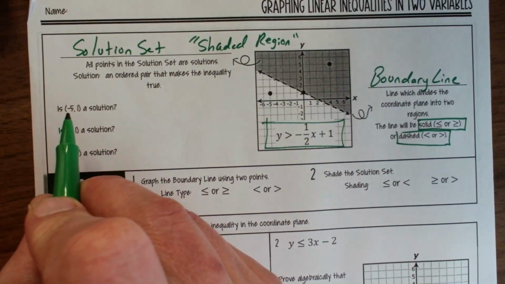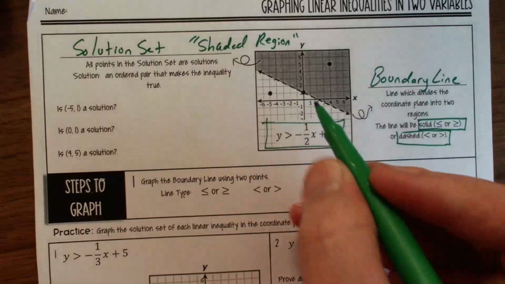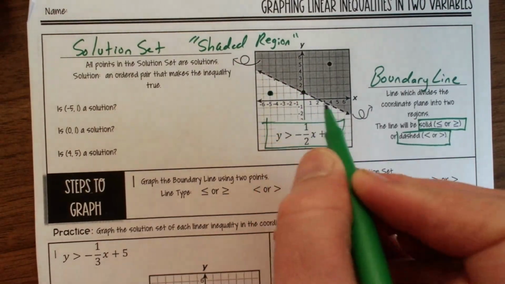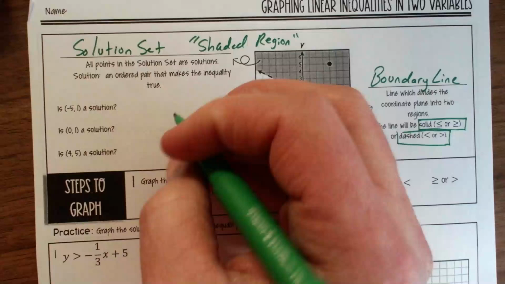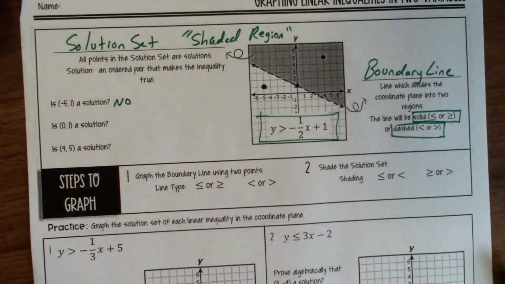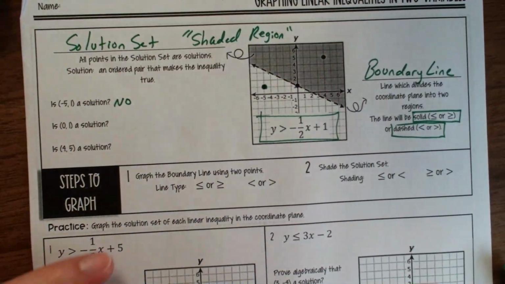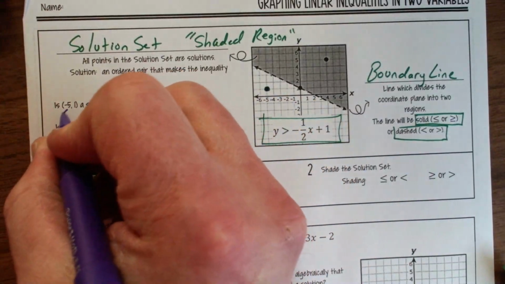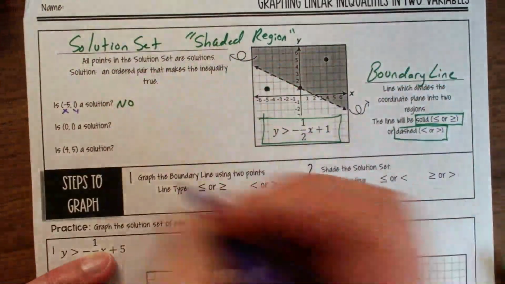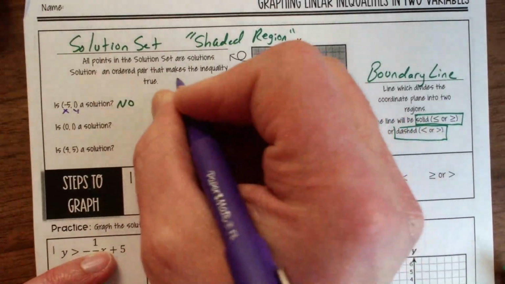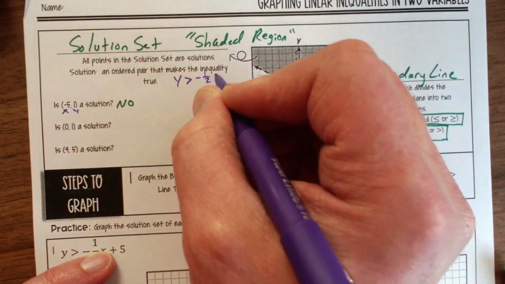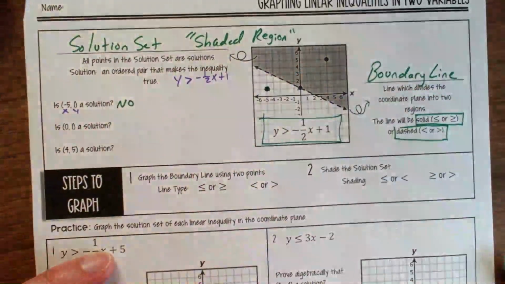The first question is, is negative 5, 1 a solution? So I go over to negative 5, up 1. It is not in the solution set. So no, this is not a solution. And if you wanted to, we could test this out. Negative 5 is our x value, and 1 is our y value. So I'm going to replace these. The equation is y is greater than negative 1/2 x plus 1.